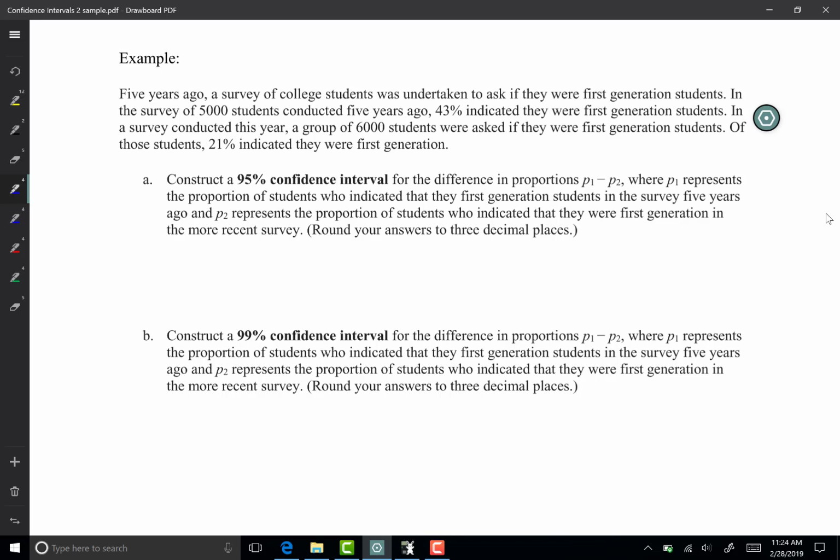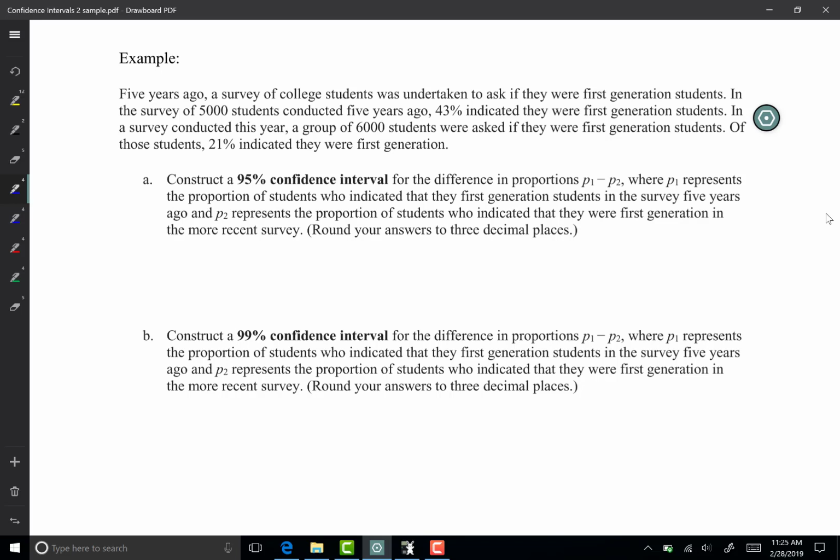So in part A, we're constructing a 95% confidence interval for the difference in proportions. We want to know what's the overall difference in the proportions from 5 years ago to today in the percent of first-generation students. Okay, and it says round answer to 3 decimal places.